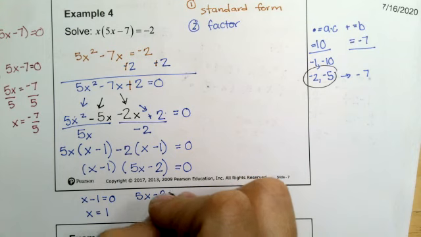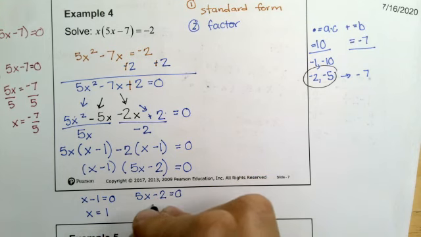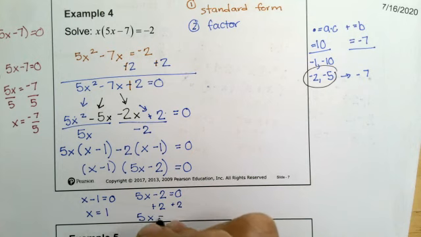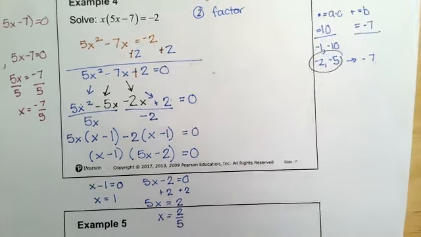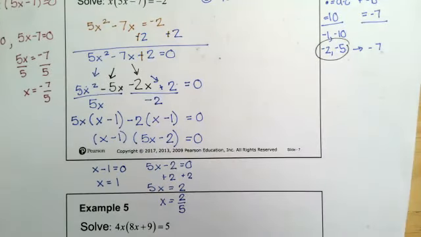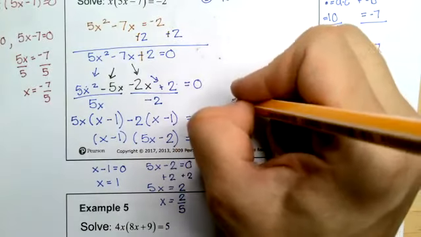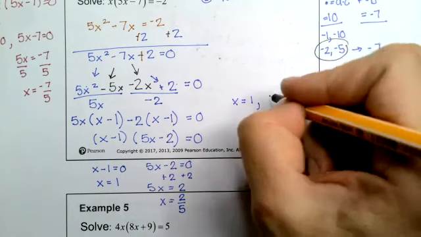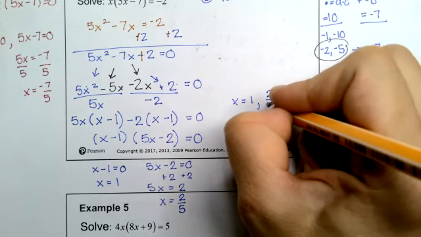5x minus 2 is equal to 0. Add 2. 5x equals 2. Divide by 5. x equals a positive 2/5. So for this answer, we have x is 1 and x is a positive 2/5.